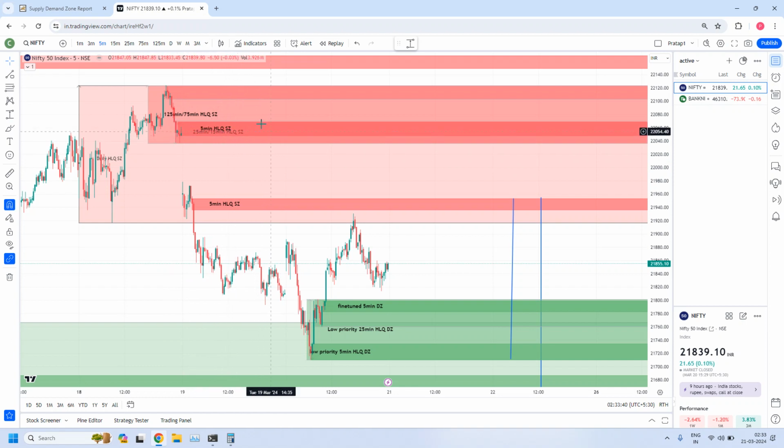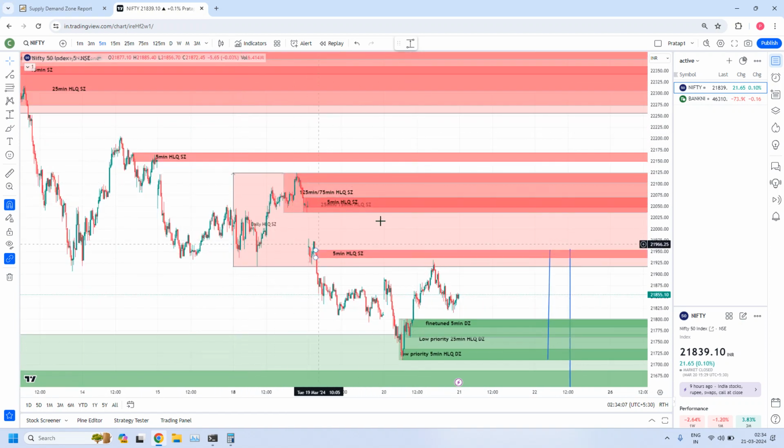The reason is all are high liquidities. 5 minutes is high liquidity, 15 minutes is high liquidity, 75 minutes is high liquidity. Again, this 75 minutes is inside daily, that is also high liquidity. You will rarely see such scenarios. It's a rare scenario. When you fine tune, all the zones being high liquidity is a rare scenario. That's why I am considering this as a superpower high liquidity zone.